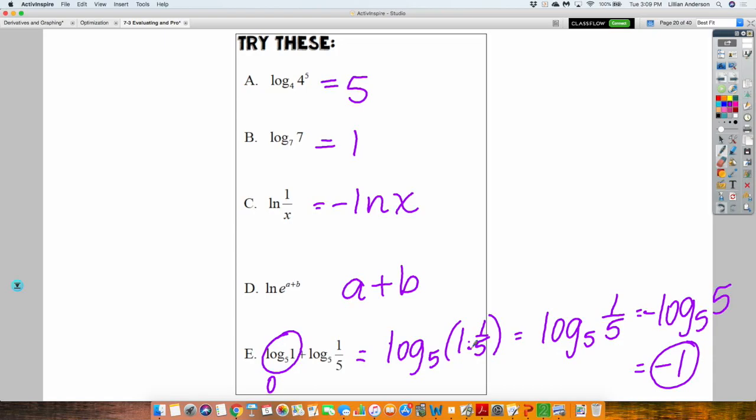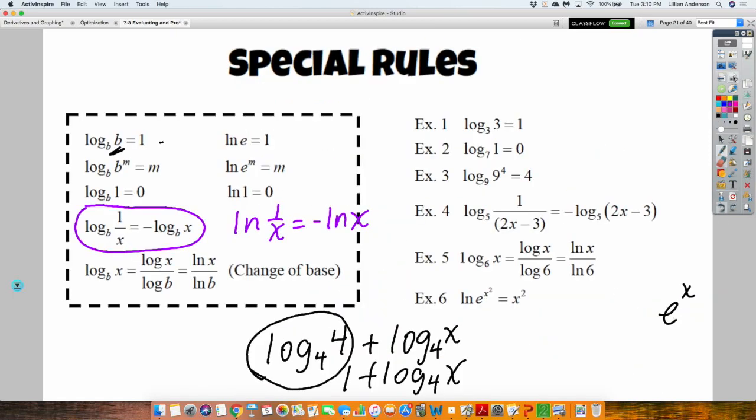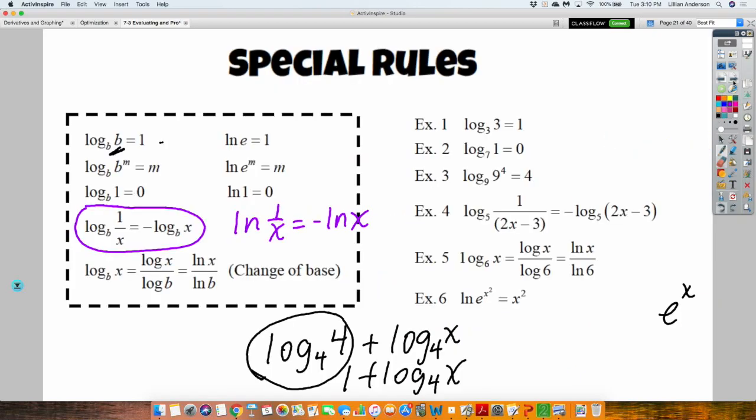How did you get 1/5 to the 5? This one here? Off the top of my head, I don't remember the exact order. There it is. 1 over b to the x can be written as negative log base b of x using that rule. So x in this case is 5 and b is 5.